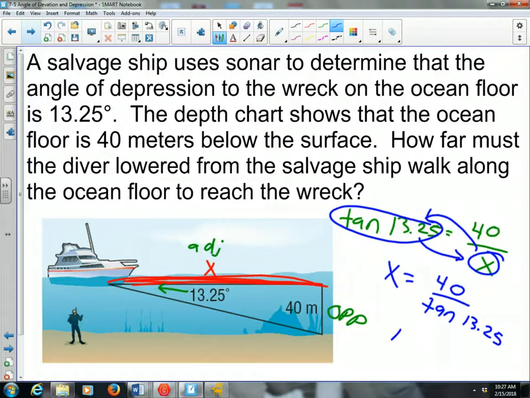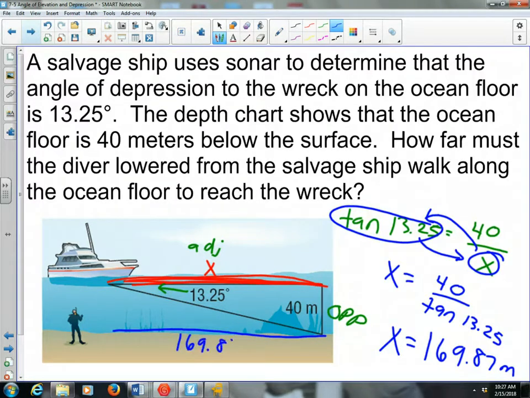When you put that in your calculator, you get 169.87 meters. This diver has to walk or swim this far, 169.87 meters, to get to the wreck. And I'm thinking to myself, boy, that's over a football field and a half. Can you drop me any closer to the wreck, please? I don't want to swim that far. Anyway, that's what we get for this one.